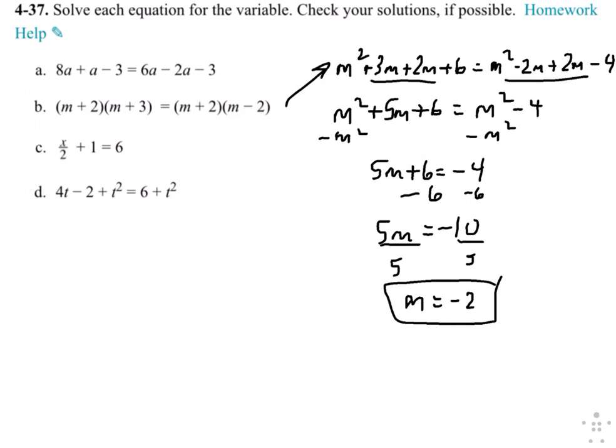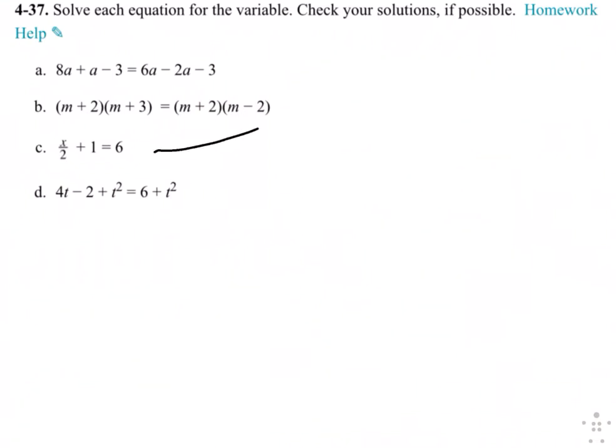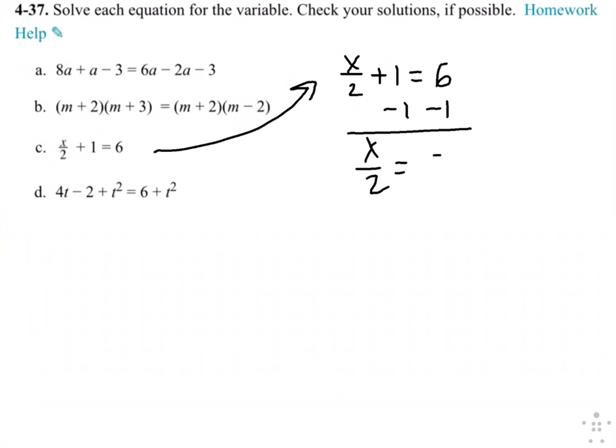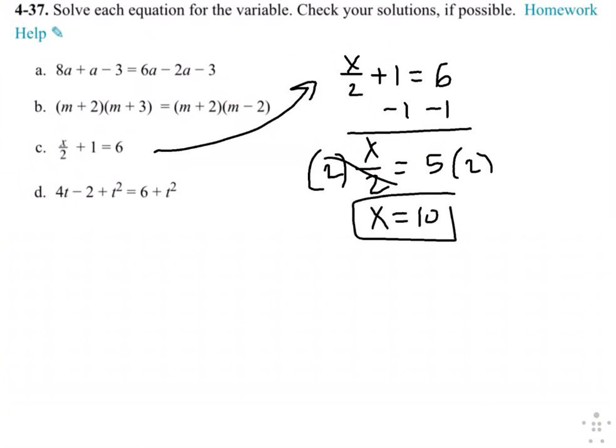Okay, for C, let me make some space. C, we have x over 2 plus 1 equals 6. Subtract 1 from both sides. X over 2 equals 5. Right, multiply both sides by 2. Right, and we get x equals 10 for C.